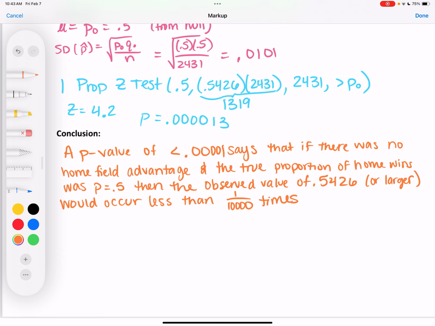Wait, this needs another 0. This is supposed to be 100,000. Have a little typo there. So less than 1 out of 100,000 times this would happen.